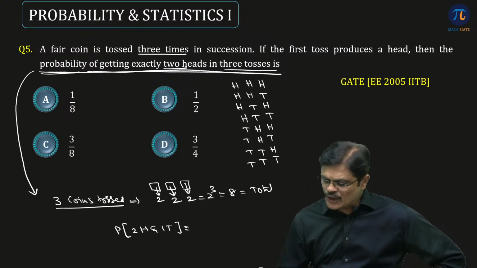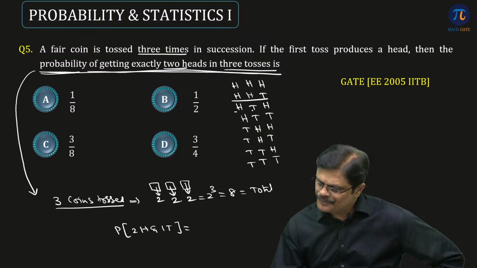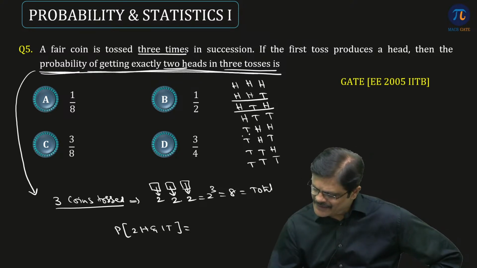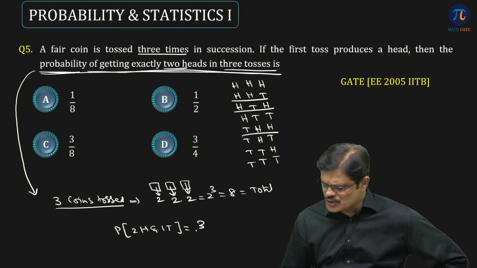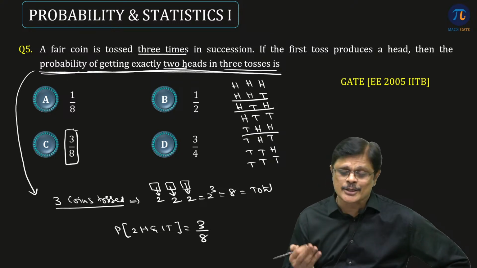So these are the 8 outcomes, out of which 2 heads and 1 tail means 1, 2 and 3. So 3 cases favorable. So they go for the answer 3 by 8, and unfortunately 3 by 8 is also an option available.